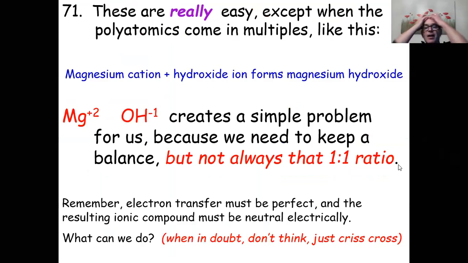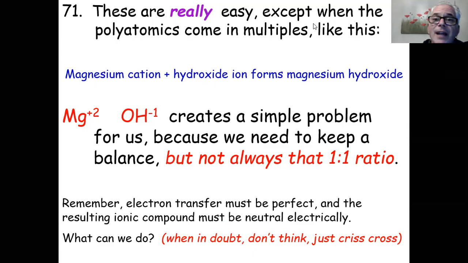Now, when there are multiple polyatomics, we got to deal with that. For instance, we're going to do this one of my favorites, hydroxide. Remember I told you about the cookies? A magnesium cation makes a positive 2 ion. And the hydroxide, here it is, see it? Hydroxide, negative 1. So if there's a positive 2 and a negative 1, it's not a 1-to-1 ratio. So you have to say this in your head. The electron transfer is going to be perfect.